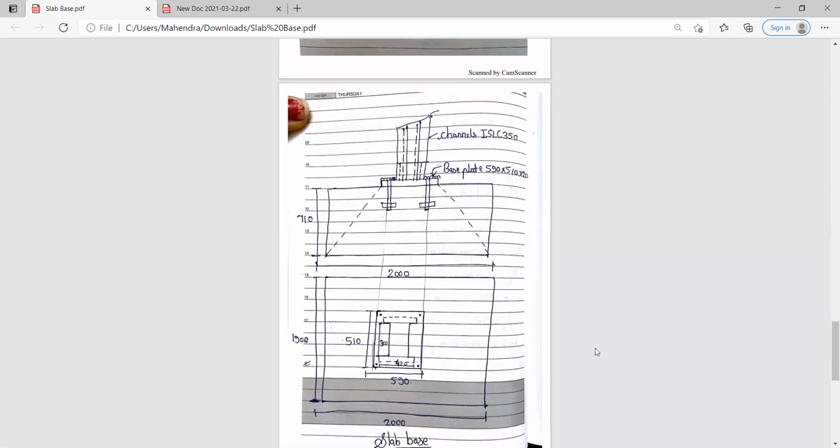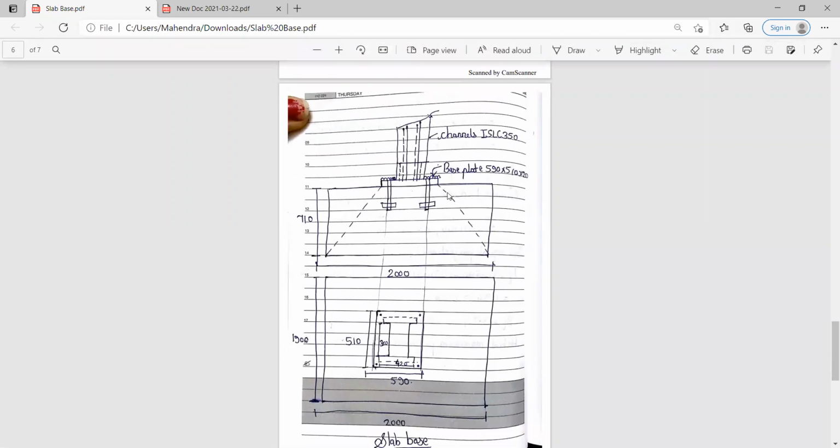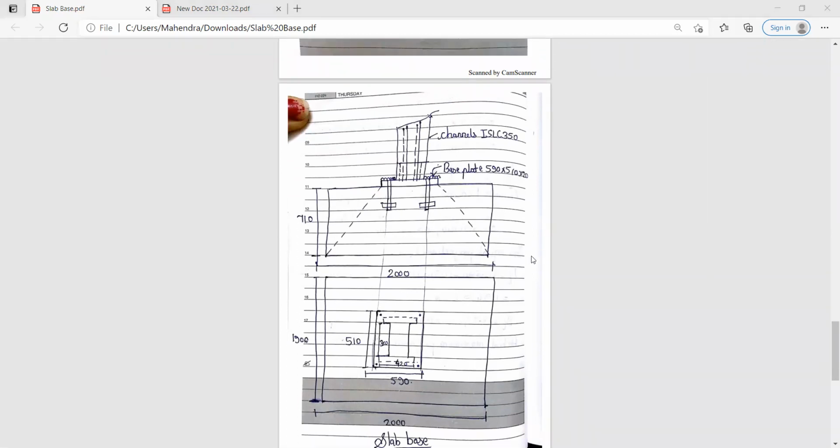So just draw the diagram for the slab. The channel section is being given to you, and the base plate is of the size 590 by 510 by 20 mm. All the dimensions are in mm. So just draw the diagram, and after completing, let me know.